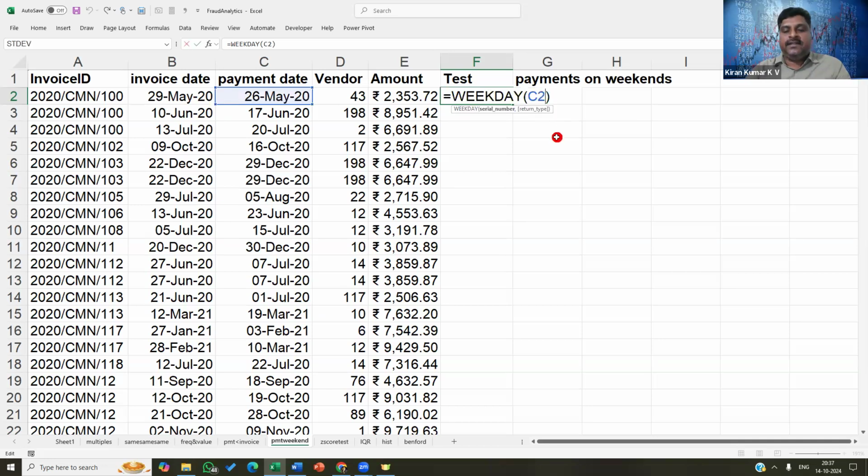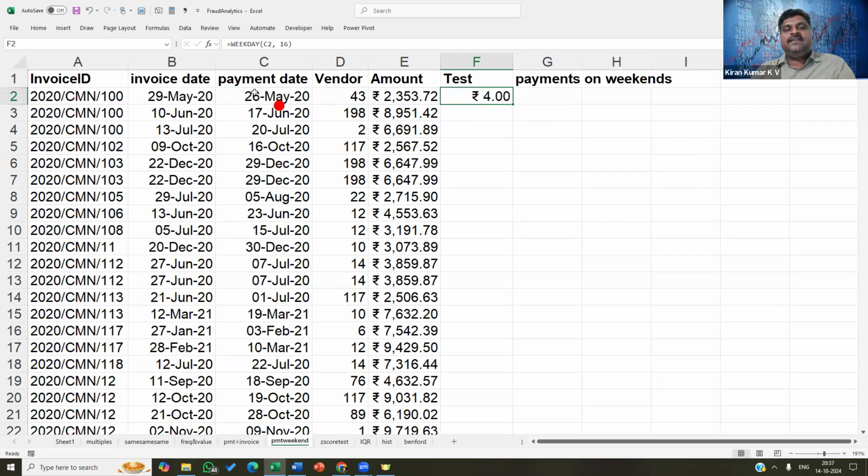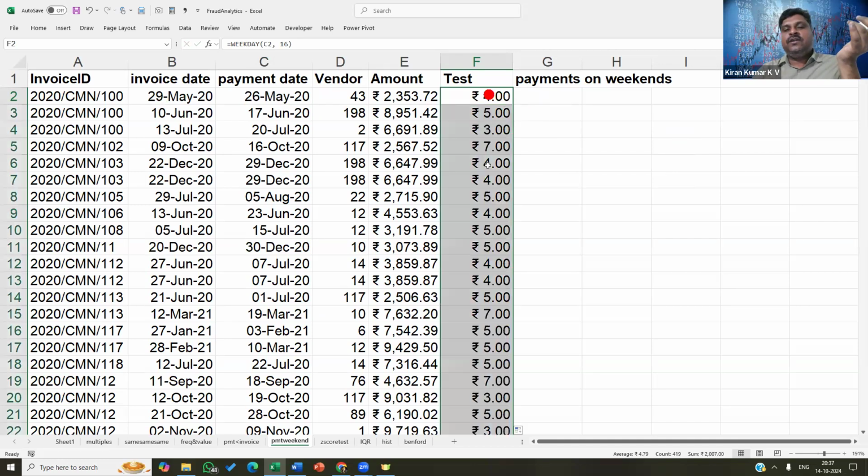Now I want to change the order. So I'm going to use the return type as 16. What is return type 16? There's a description here you can read. Numbers 1 is Saturday through 7 is Friday. That means Saturday is taken as 1, Sunday 2, Monday 3, and so on. Friday is 7. There is a reason why I'm doing that. I will tell you in a while. So now it is telling me 4 is the value. If Saturday is 1, then 4 means Saturday, Sunday, Monday, Tuesday, correct? It's coming as Tuesday, right? So we got these values.